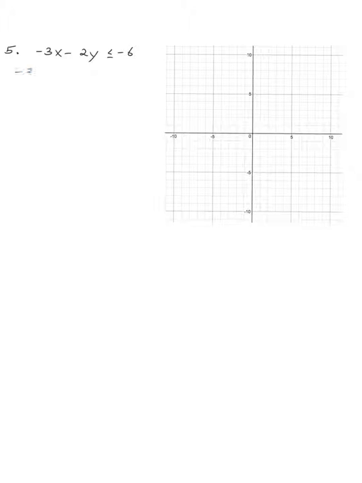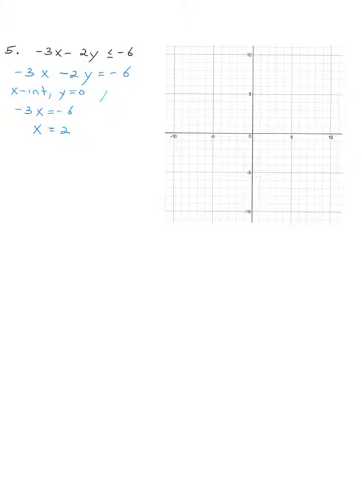Okay, we want to graph negative 3x minus 2y is equal to negative 6. So I'm using an x and a y-intercept approach. I think this is going to work out nicely. For the x-intercept, we're letting y equal 0. The equation becomes negative 3x is equal to negative 6. Dividing both sides by negative 3 gives me x is equal to positive 2.